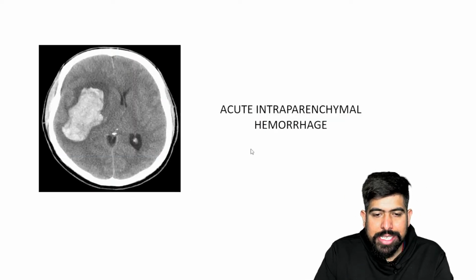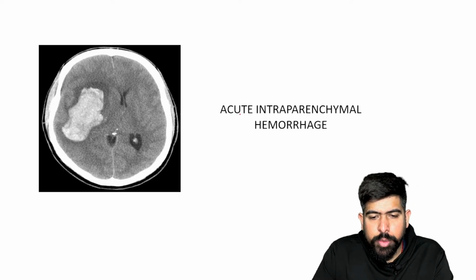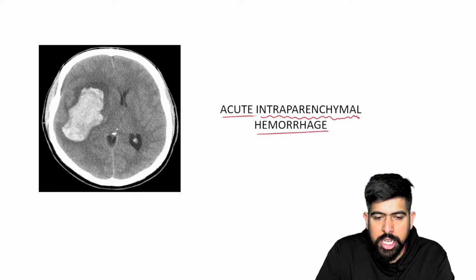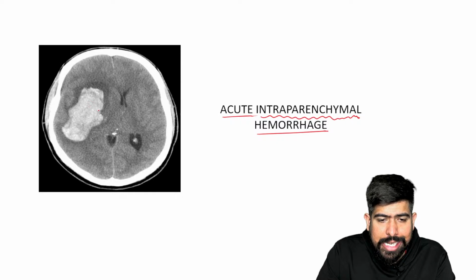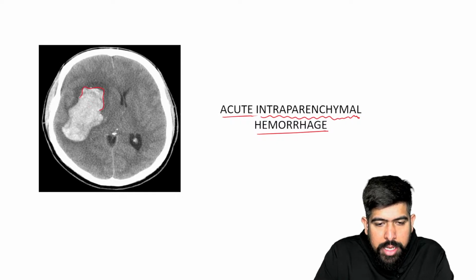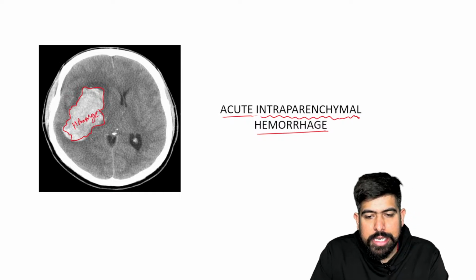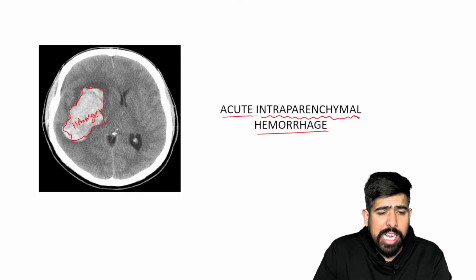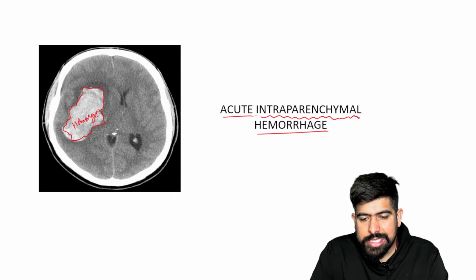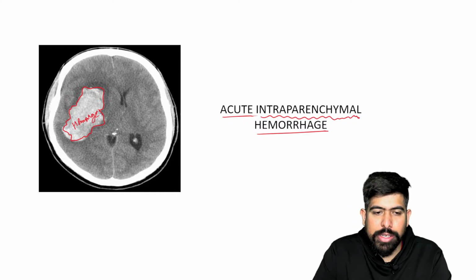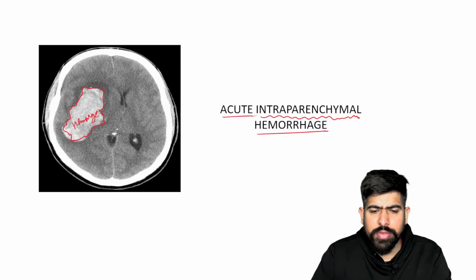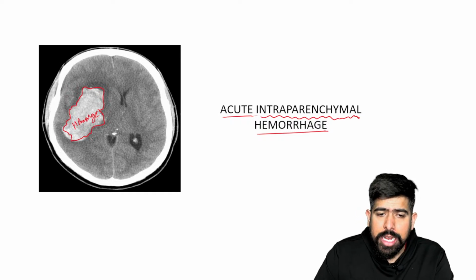Now, moving forward to the next one, which is the types of hemorrhage. The first is acute intraparenchymal hemorrhage. Inside the parenchyma of the brain, can you see this white part? It is the bleed, or you can say the hemorrhage. This hemorrhage is seen inside the parenchyma of the brain. Acute means sudden onset; it is not a chronic hemorrhage. So it is suddenly intraparenchymal.